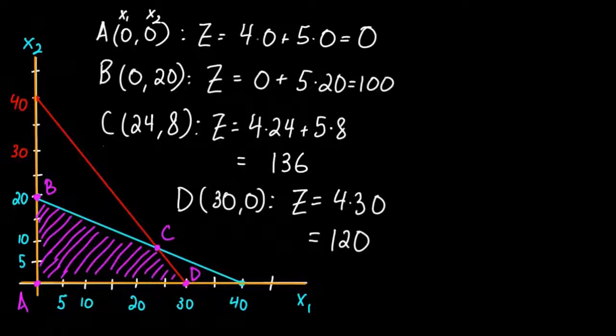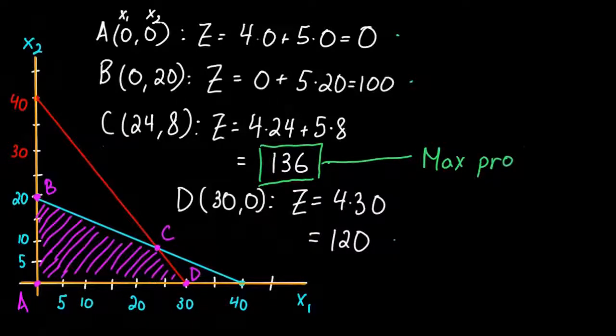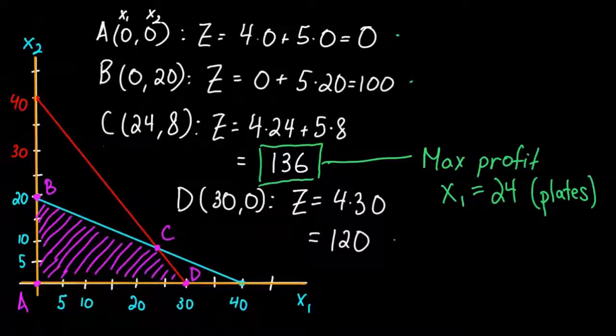Now, since this is a max problem, we choose the highest value among all our candidates, which is 136. And this represents our maximum profit. And this occurs when we produce 24 of x1, which, if you remember, is the number of plates we choose to produce. And if we produce 8 of x2, which are our spoons.